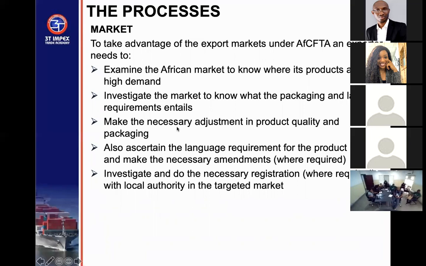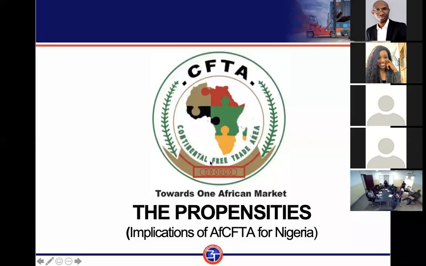To take advantage of this agreement, your customers need to examine the African market, investigate to know the packaging and labeling requirements in each of the markets, make the necessary adjustments in their product quality and packaging, ascertain the language requirement for product labeling and make necessary amendments, and also investigate if there is a need to register an entity in that market.